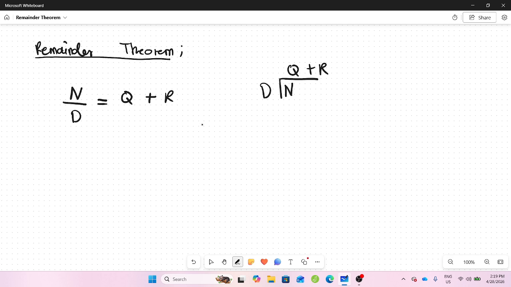Now, the remainder theorem is a technique for us to determine and calculate what is the remainder of the said division. So, according to this theorem, if we multiply the quotient by our divisor plus the remainder, we get the numerator. Okay.